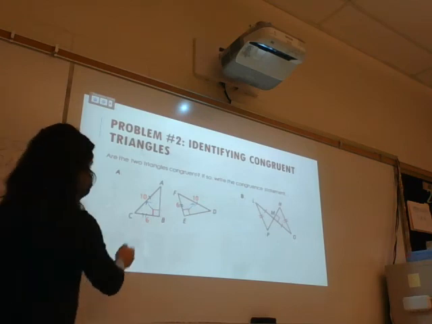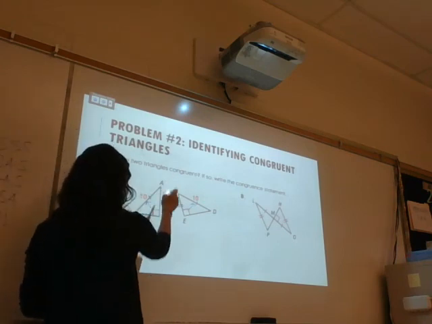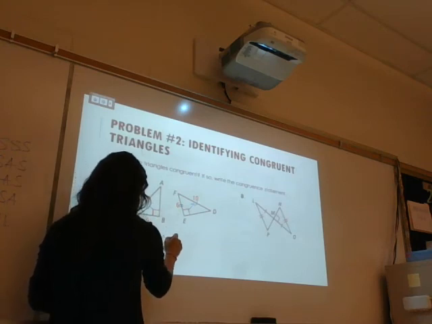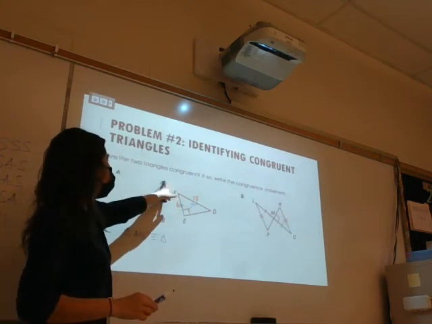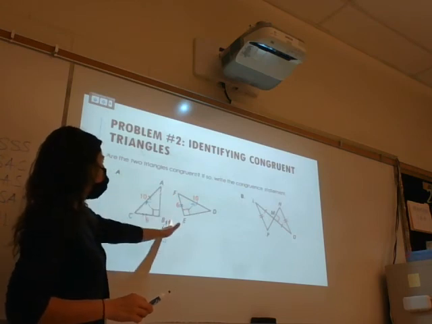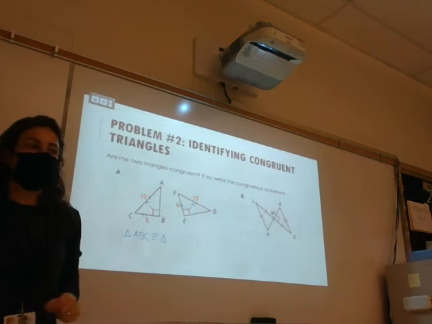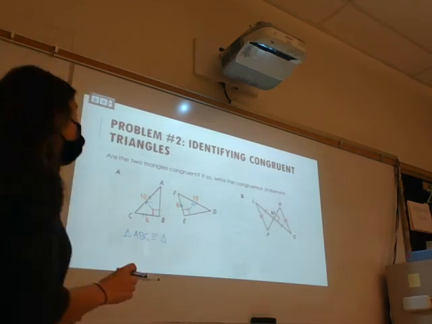If I wrote a congruency statement over here, it would say triangle ABC is congruent to triangle... If I call this ABC, I went from the blank side to the 6. How would I have to name this triangle? Perfect, DEF.